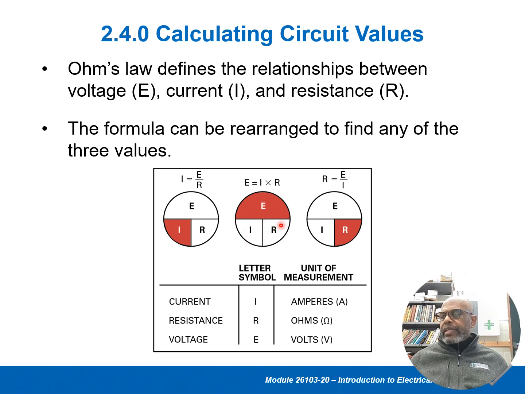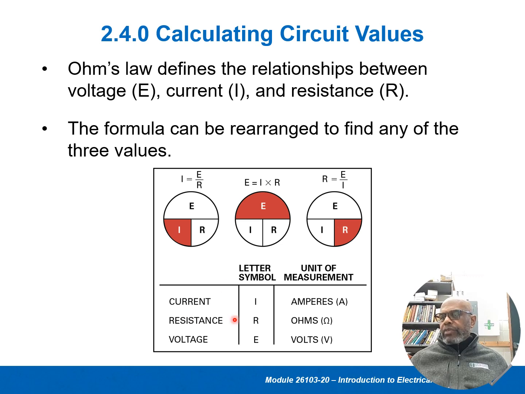This is the division line. So E is always on top. If you want to know voltage, put your hands over that E, and what you see is just the I times R. If you want to know what current is, you put your hand over that I, so you can see it's E over R, and vice versa. If you want to know what R is, which is the resistance, it is voltage divided by current.